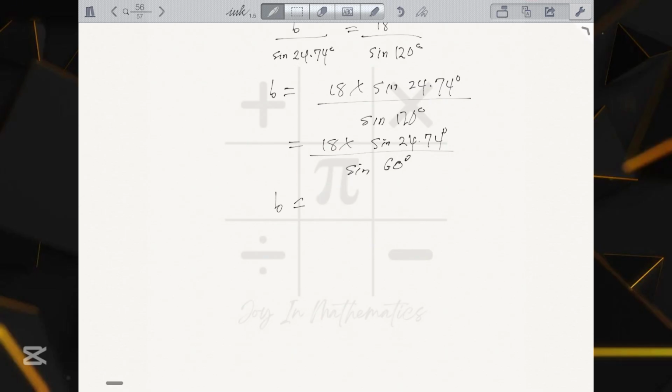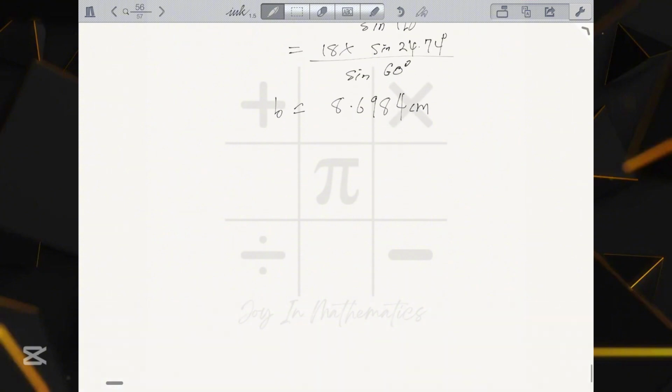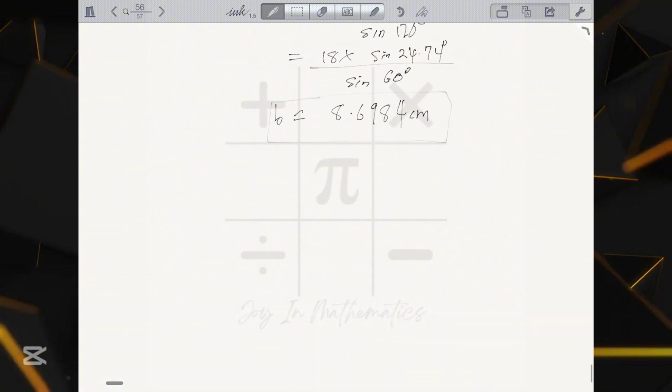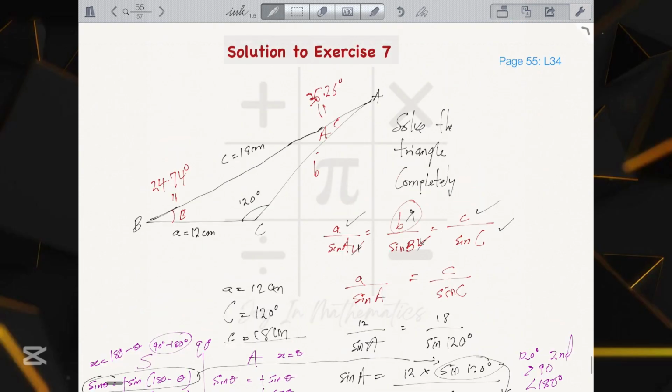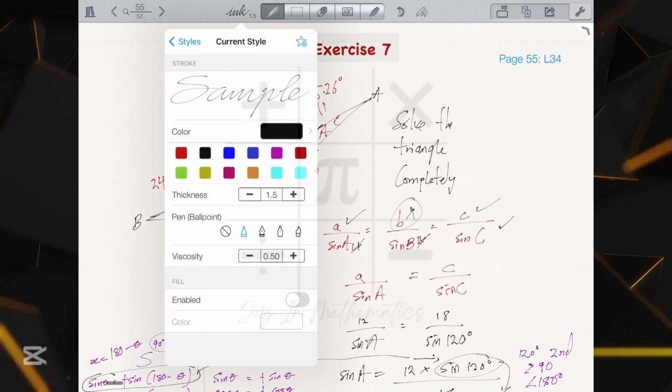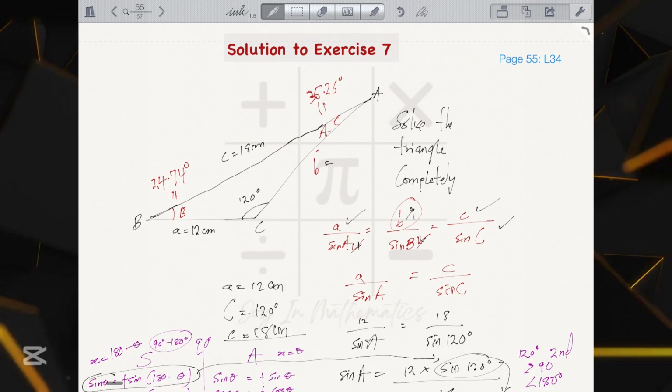And we'll have 8.6984 centimeters. So now we have b to be equal to 8.6984 centimeters, which is approximately 8.7 centimeters.